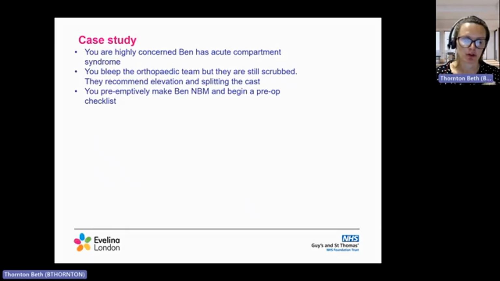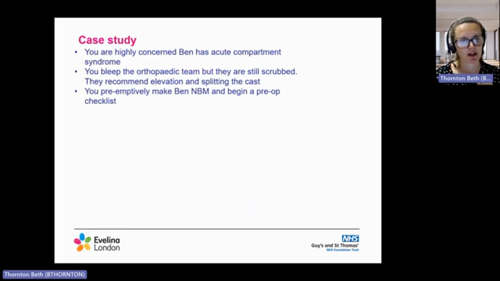A lot of people think just splitting either the plaster or the fiberglass will be enough, but like we said, it can be a restrictive dressing. So if they've wrapped the wool layer too tight, that could be what's causing some problems. So make sure you split everything. And in this instance, you're going to preemptively make Ben nil by mouth and begin a pre-op checklist.